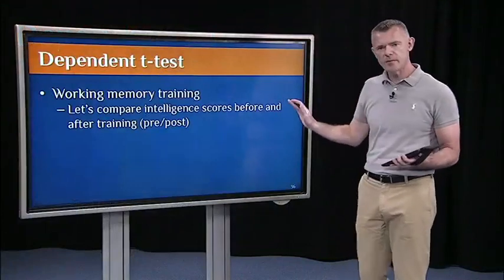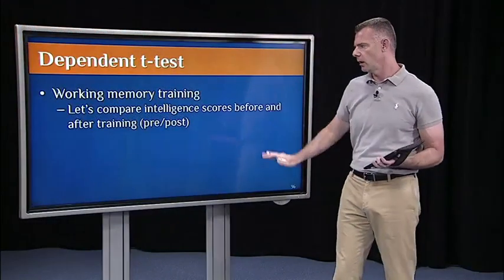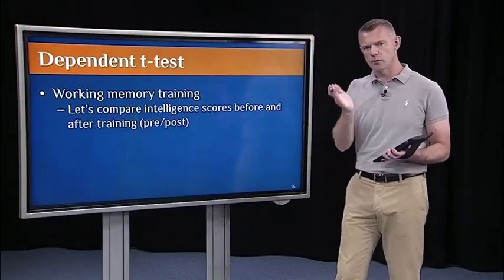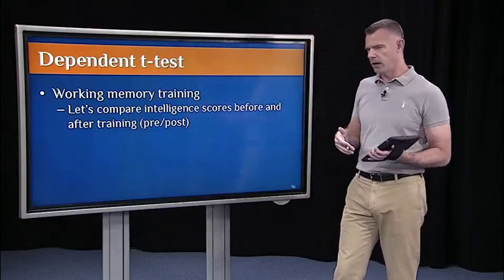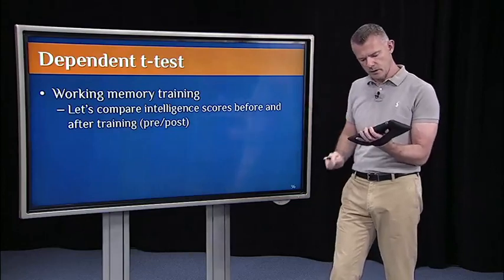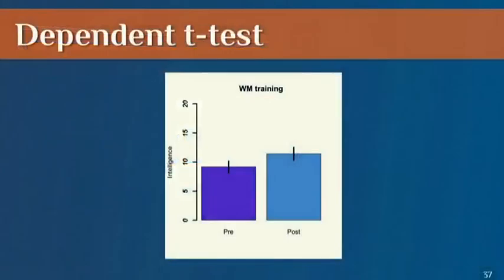Okay, now let's do the same thing looking at the working memory training example. We can compare intelligence scores before training and after training, just in the training group. So that's what we're going to be doing here. Remember, there was a training group and a control group. Just for ease of illustration, doing a dependent t-test, I just want to show you a pre-post comparison on the training group. And again, the question was, did their intelligence go up as a function of training? So here's what it looks like in a bar plot. It looks like, yeah, they went up a little bit.